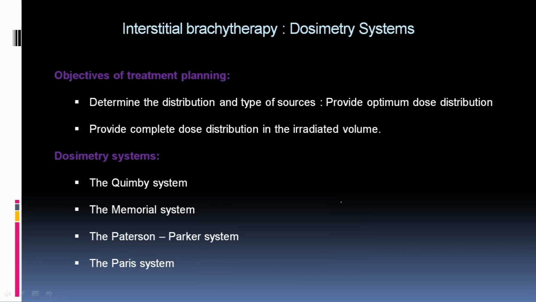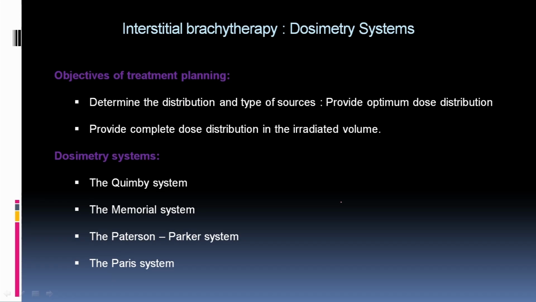Now, for interstitial brachytherapy, we need a very specific type of treatment planning. We have discussed the types of treatment planning in external beam radiation therapy, where we discussed various technological and physical aspects of treatment planning of external beam radiotherapy. Now, we are going to discuss the dosimetry systems, that is, treatment planning of interstitial brachytherapy.